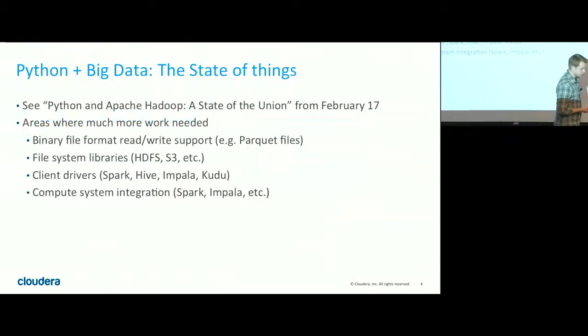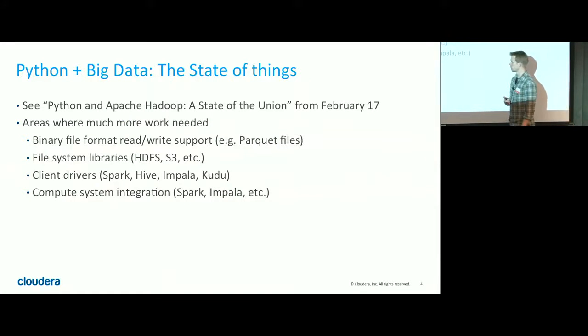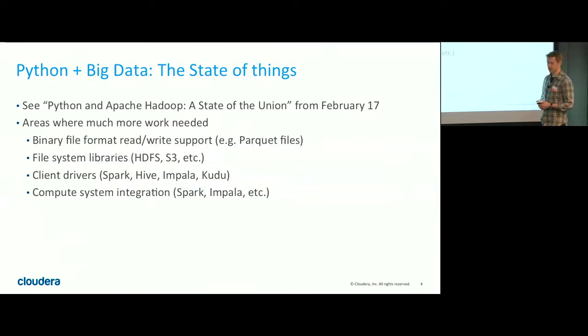So I wrote a blog post on February 17th, which was the last day that I was here, generally looking at what if you're a Python programmer and you want to do big data and use Hadoop, where do things stand? What are the problems that still need solving? What's working well, what's not working well? It's not exactly a comprehensive post, but at least it highlights some of the problems I've been thinking a lot about.